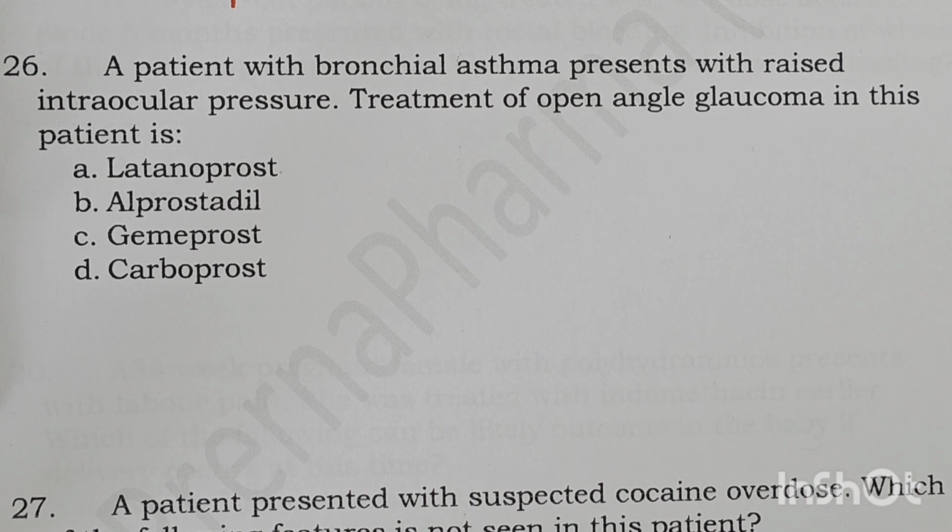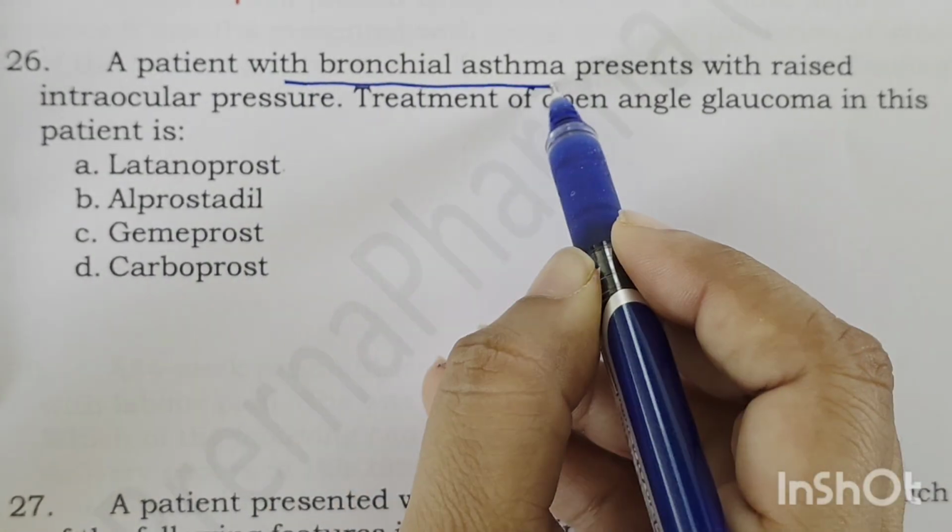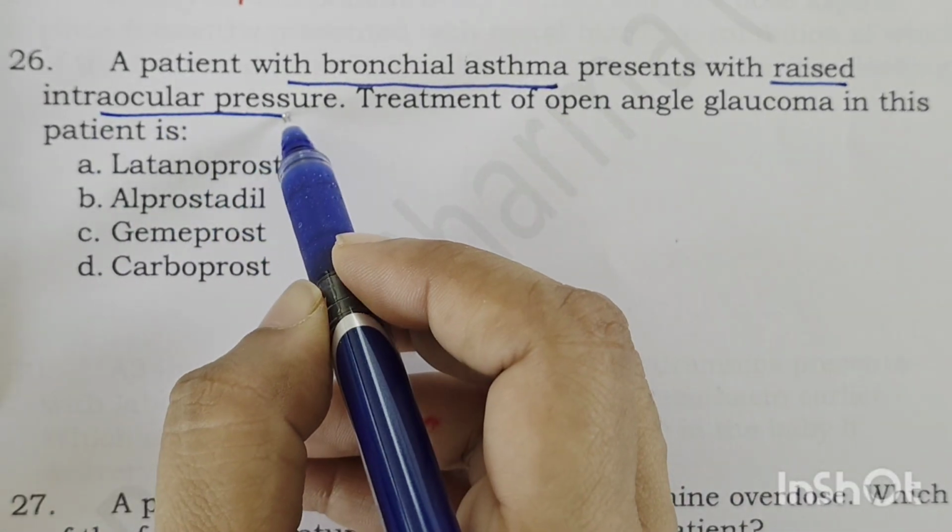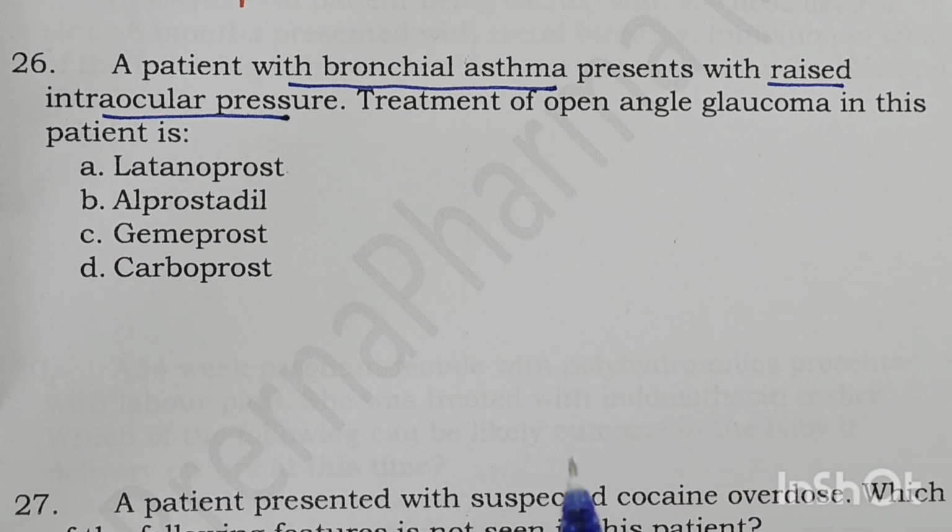Next, a patient with bronchial asthma presents with raised intraocular pressure. Now, treatment of open angle glaucoma in this patient. So this is a patient with bronchial asthma and a raised intraocular pressure. Here you cannot give a drug which can result in precipitation of bronchial asthma, right? First of all, you have to take care that the bronchial asthma also stays well controlled.